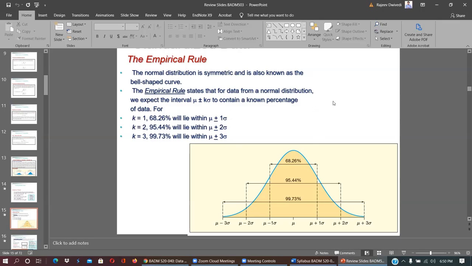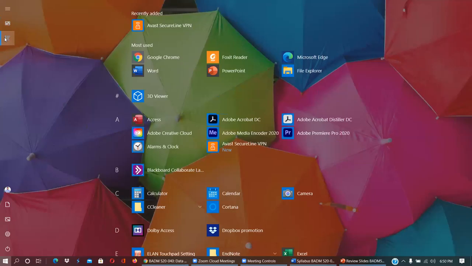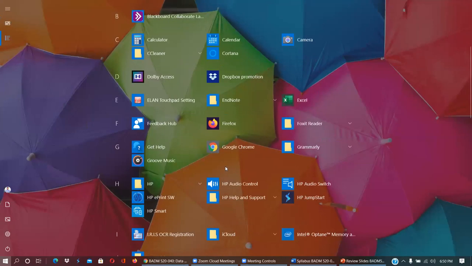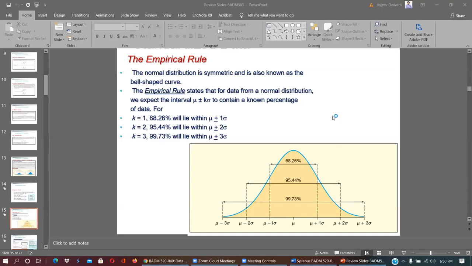So this is the 2, 4 and 6 sigma value. If I ask what is the value of 1 sigma, 3 sigma and 5 sigma, can you tell me? What is the value of sigma, 3 sigma and 5 sigma?